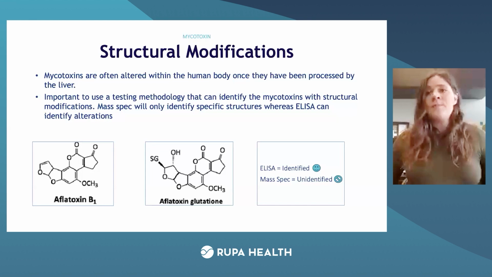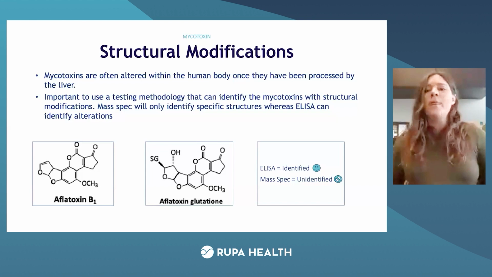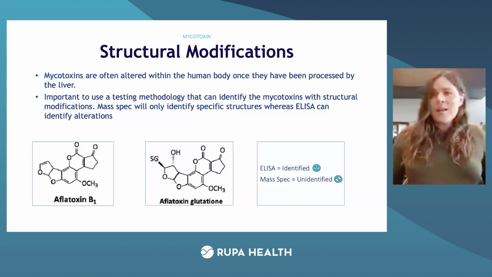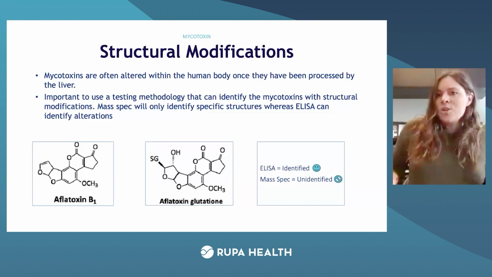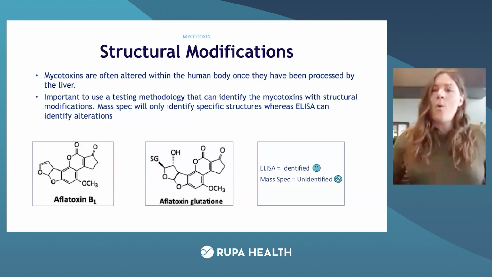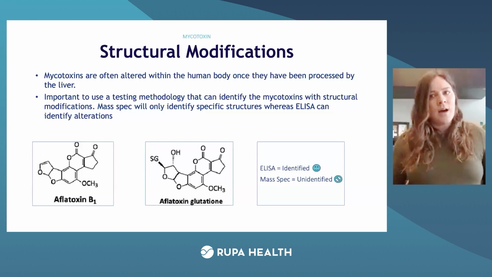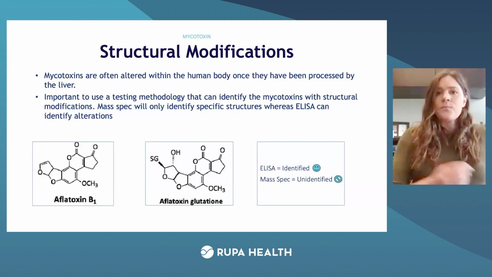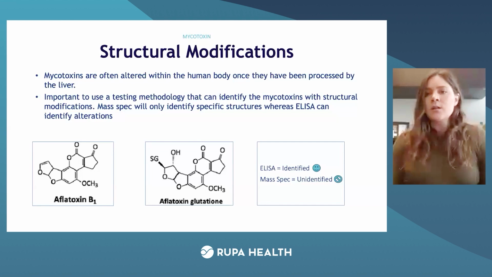So if mass spec says there's an aflatoxin B1 there, you are darn sure there's an aflatoxin B1 there. If you do ELISA, it's going to say there's an aflatoxin. Is it B1, G2, B2? You're not necessarily going to know, but you're going to pick up a whole lot more variation of aflatoxin with ELISA. That was important to me because I literally don't care if you have aflatoxin B1 or G2. I just want to know if it's there, how high it is, and then I know I need to treat it. And my treatment doesn't vary per mycotoxin type.